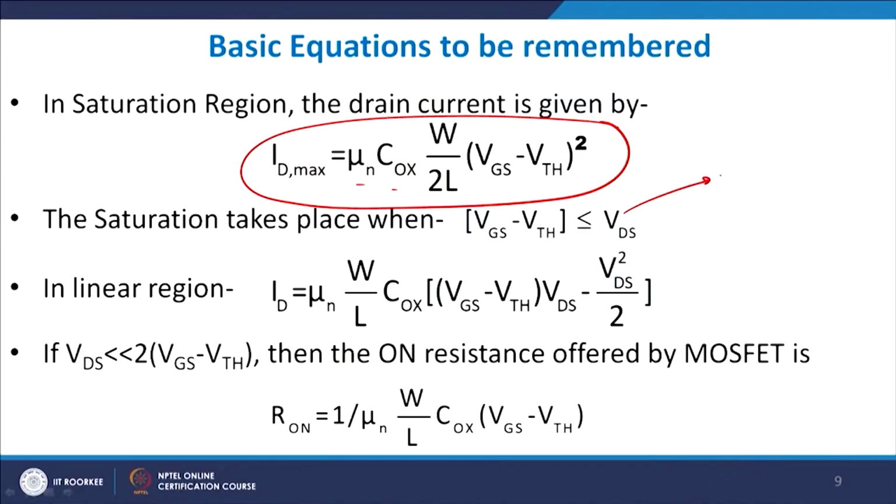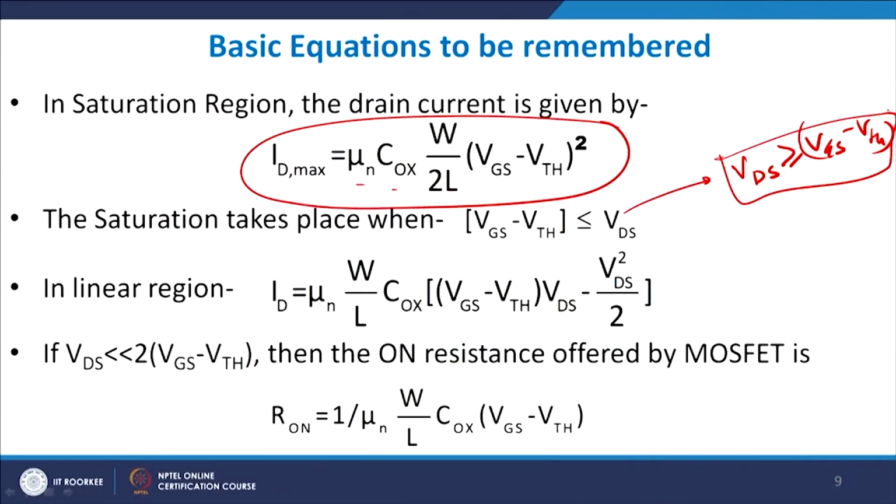What is the condition for saturation? The condition for saturation is that VDS should be greater than or equal to VGS minus VTH. Very important term from digital as well as analog point of view, and we should know what is the condition for the onset of saturation. For onset of saturation, VDS should be greater than or equal to VGS minus VTH, which means that the drain to source voltage should be larger than the overdrive of the device.